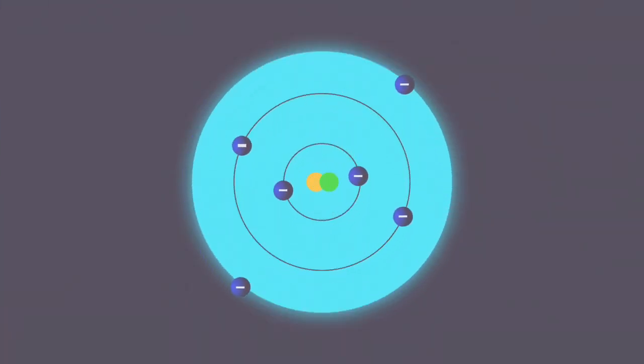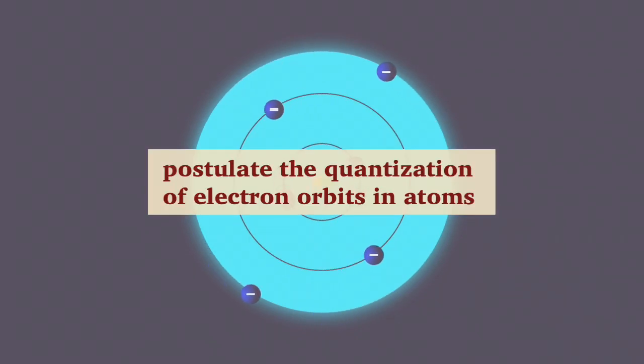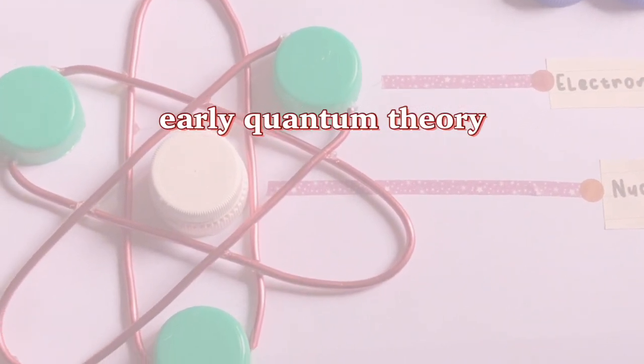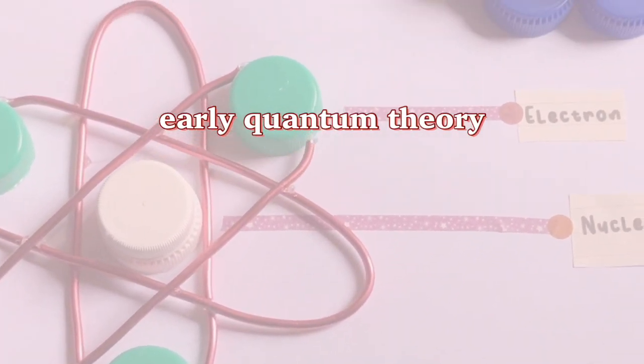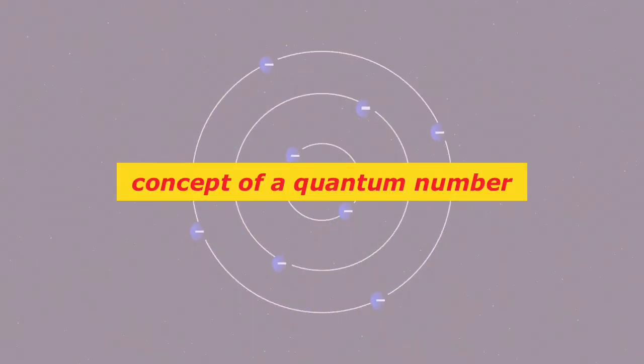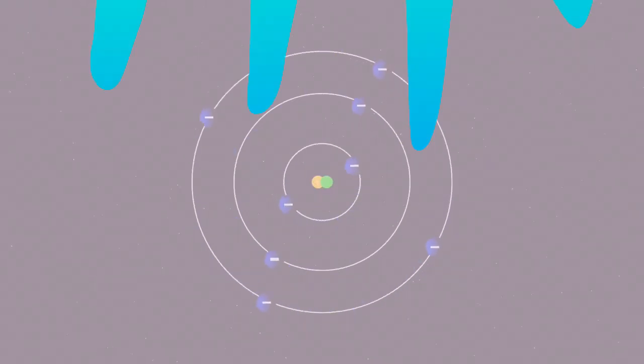The Bohr model is important because it was the first model to postulate the quantization of electron orbits in atoms. Thus, it represents an early quantum theory that gave a start to developing modern quantum theory. It introduced the concept of a quantum number to describe atomic states.